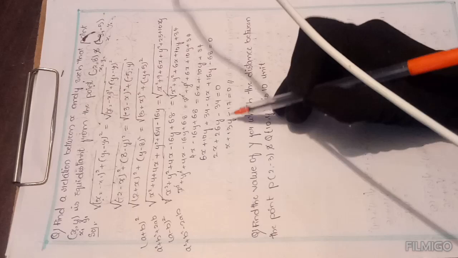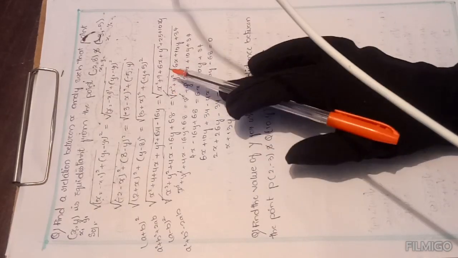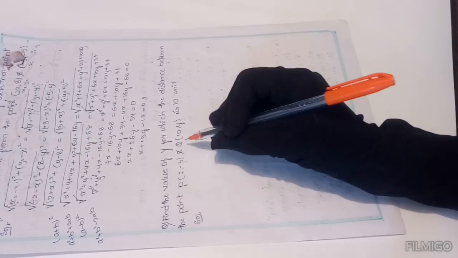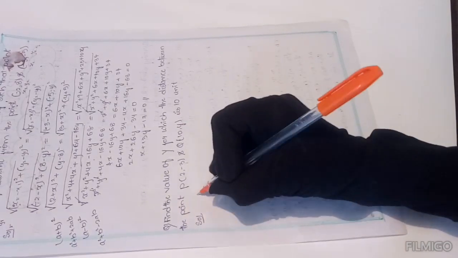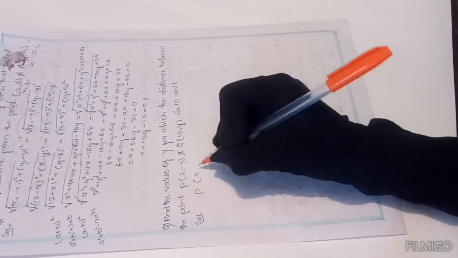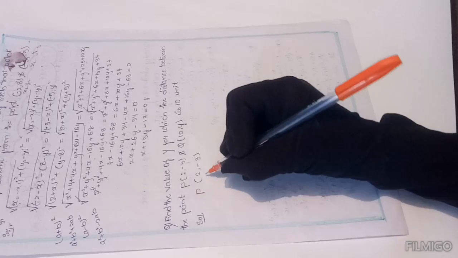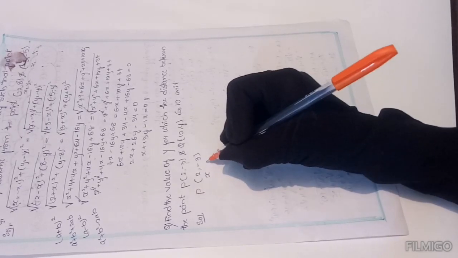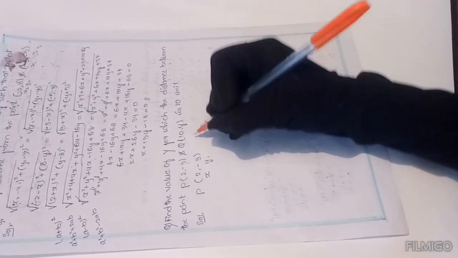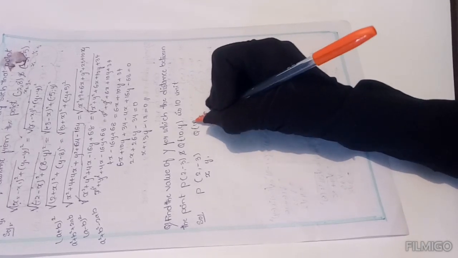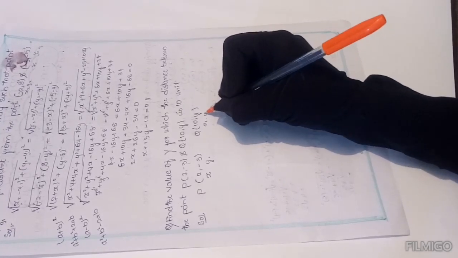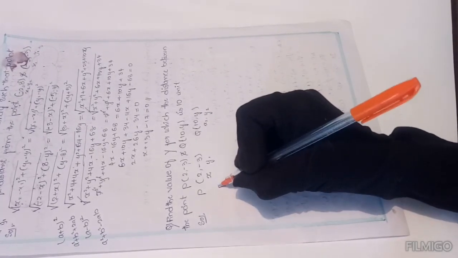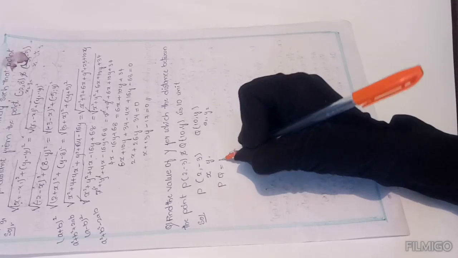Since this is a relation between x and y, what do we have to find? It is given that the distance between P and Q is 10 units. We have to find the values of y. So P is equal to (2, -3). Let us consider 2 as x1 and -3 as y1. Q is equal to (10, y). Consider 10 as x2 and y as y2. The distance between PQ is equal to 10 units.